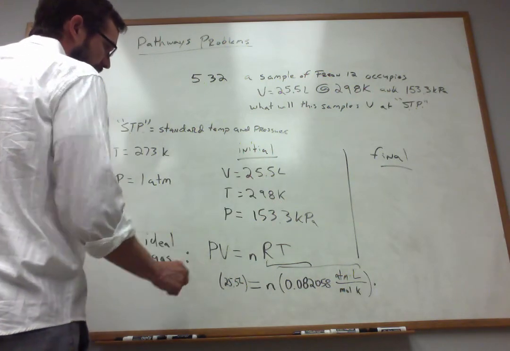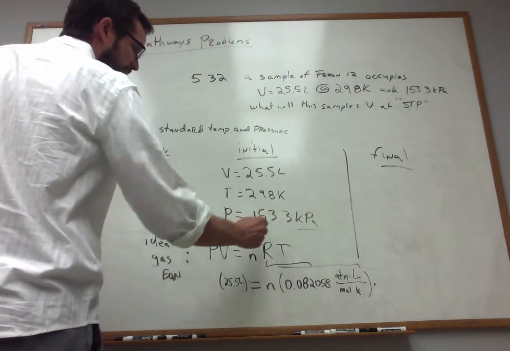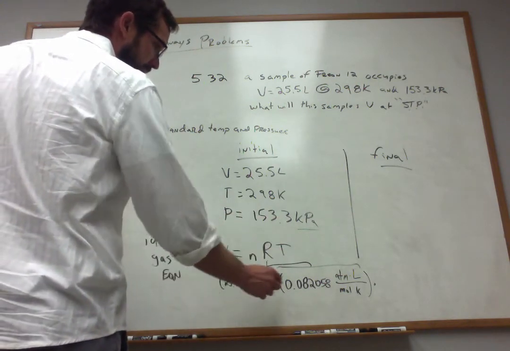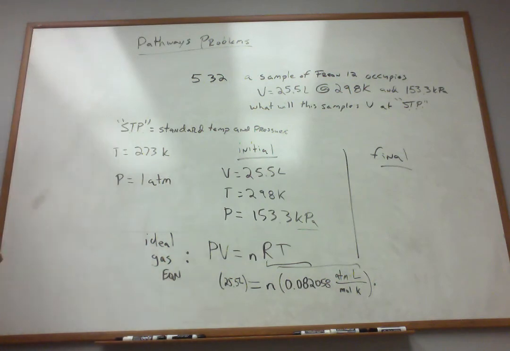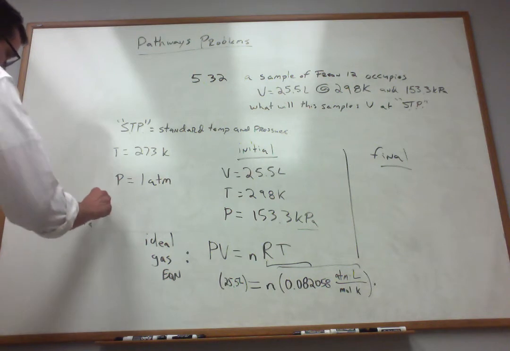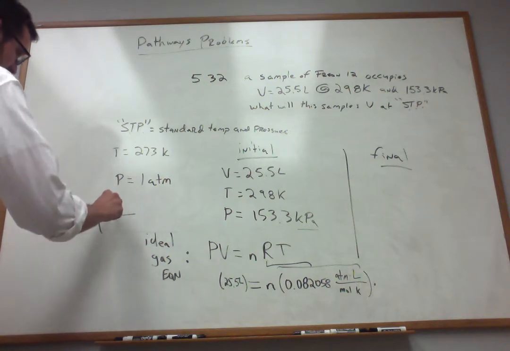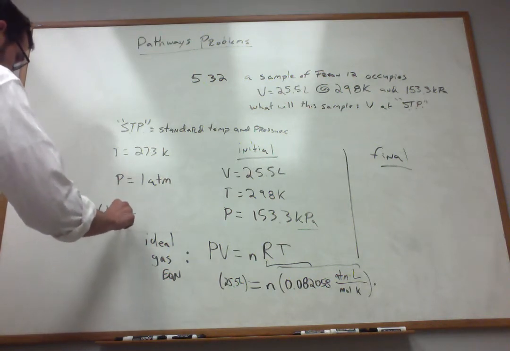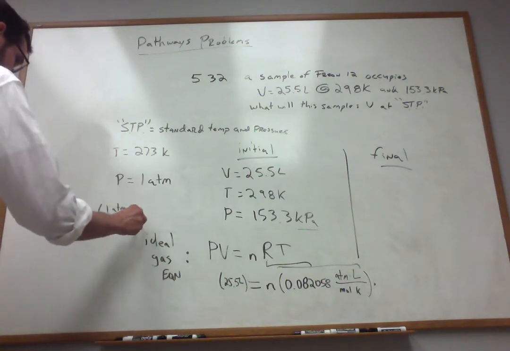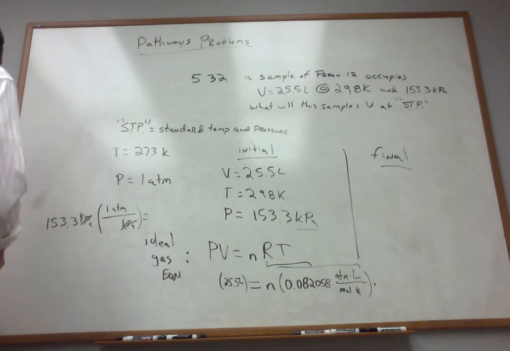But my pressure units here in the problem are kilopascals. If I'm going to plug pressure into this equation, I need atmospheres. I need to convert. So that's the first thing I need to do here. So 153.3 kilopascals, k being the metric prefix. I need to multiply by a conversion factor that gets me to atmospheres, and away from kilopascals, so those units are on the bottom, so they cancel. Now, let's see, what is that conversion factor?